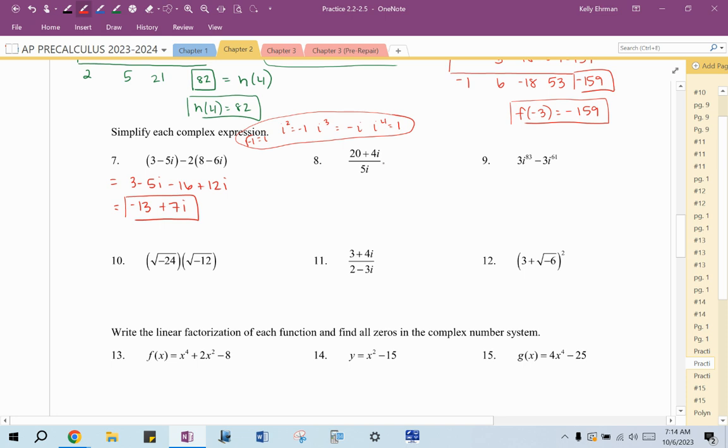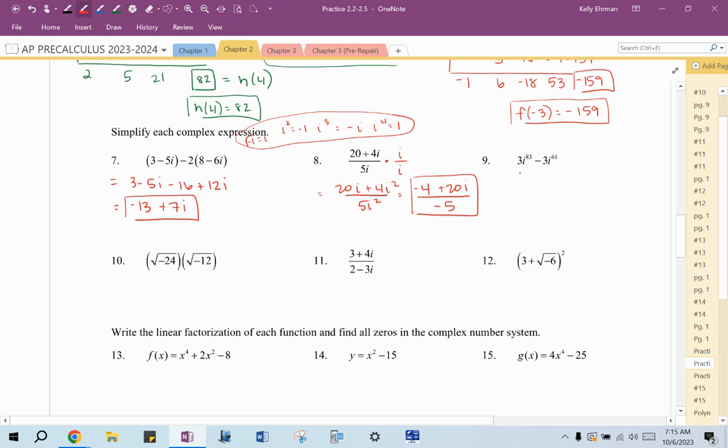For the next one, I need to rationalize. Can't have an i in a denominator. Multiply by i over i. That's 20i plus 4i squared over 5i squared. The reason this works is because you get -1s for the i squared, so -4 plus 20i over -5. You can leave your answer like that. You could separate it into 4/5 minus 4i if you'd like to.